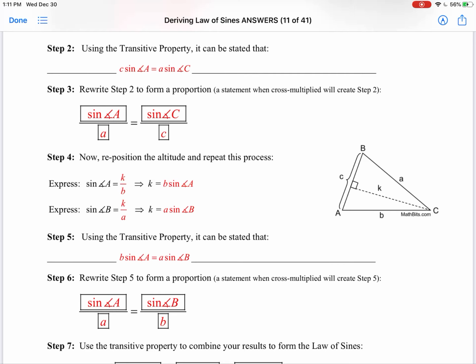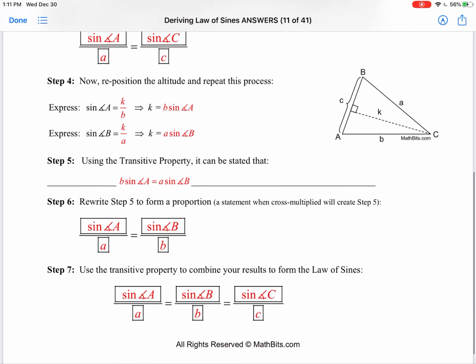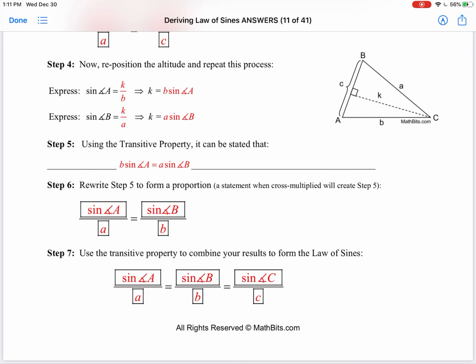All right. Now we're going to do kind of the same thing, but this time we're going to talk about B. So we have step 4. It says now reposition the altitude, so the height of the triangle, and repeat this process. So the height of the triangle, they no longer called H, they now renamed it as K. But we're going to do the same steps. So sine of angle A, again, we're looking at that bottom portion of the triangle. The sine, the opposite side would be K divided by the hypotenuse side, which would be B. Solving for K, cross multiplying over, we get K equals B sine of angle A.